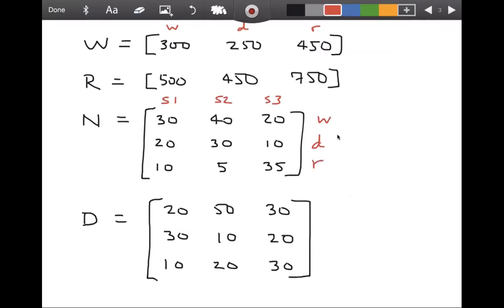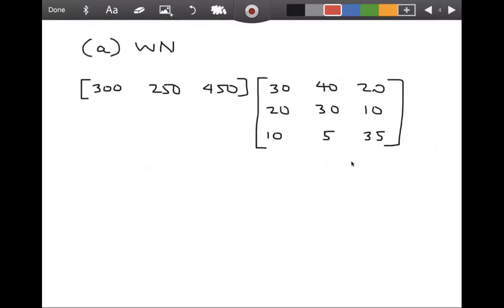Okay, that's better. All right, so let's look at part A, where they wanted to know what is W times N, and then they wanted us to interpret it. So remember, this is washers, dryers, and ranges. It means that the wholesale price of a washer is $300, the wholesale price of a dryer is $250, and the wholesale price of a range is $450.